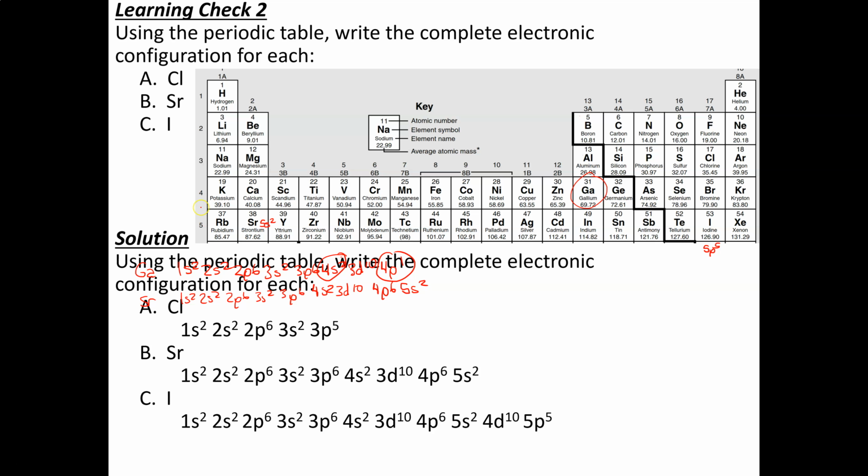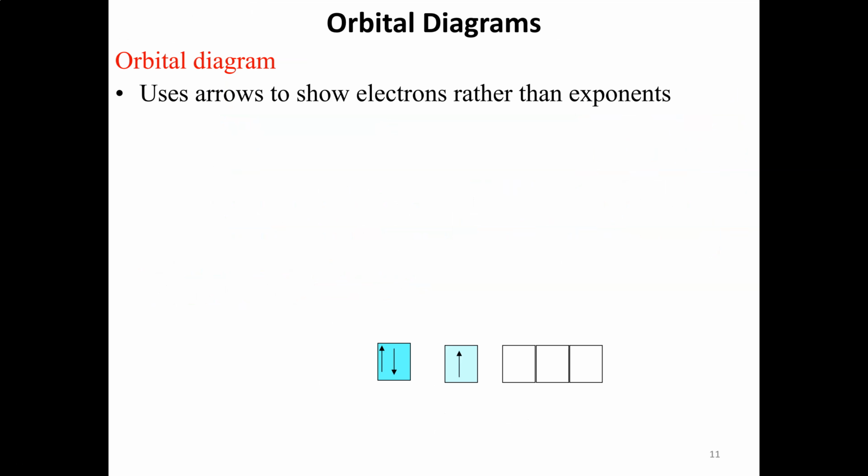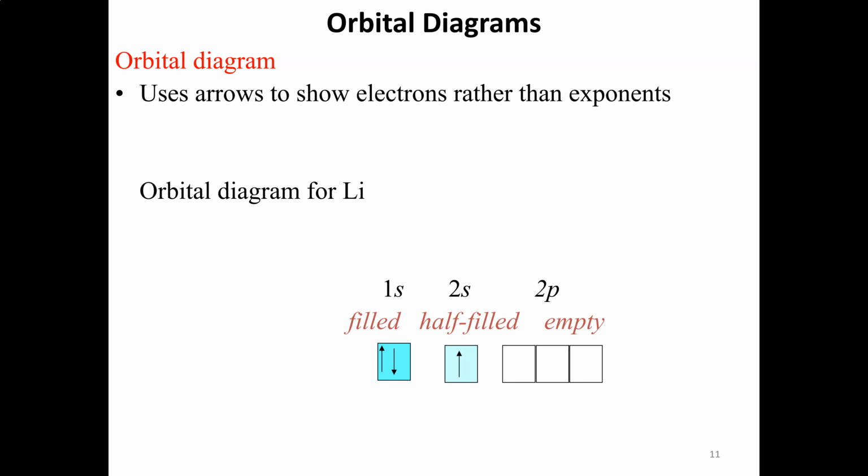You just have to remember the first two groups are the S, the middle ones are going to be your D, and they're one less than your period number, and your last ones are going to be your P's. All you do is just go left to right across the periodic table, and you'll be able to do electron configurations using it. All right, orbital diagrams are like what you just saw, except instead of using exponents, we're using arrows. That's the only difference.